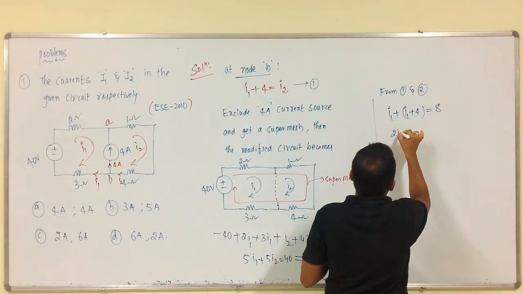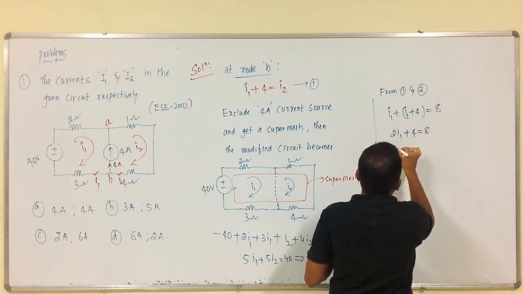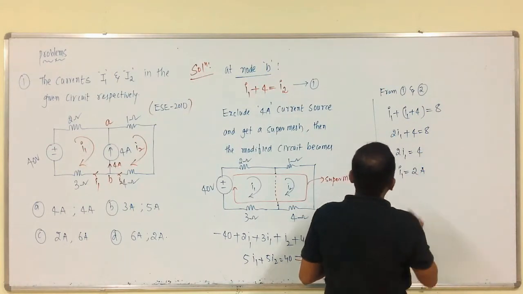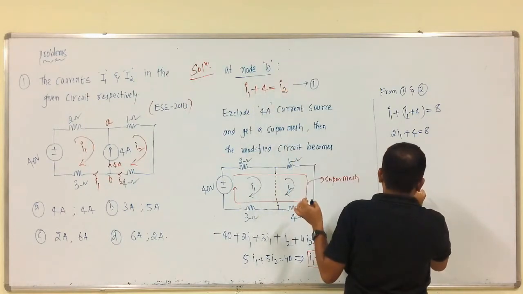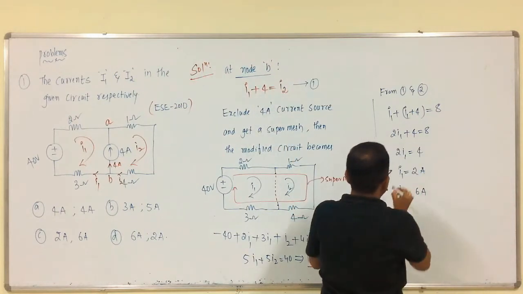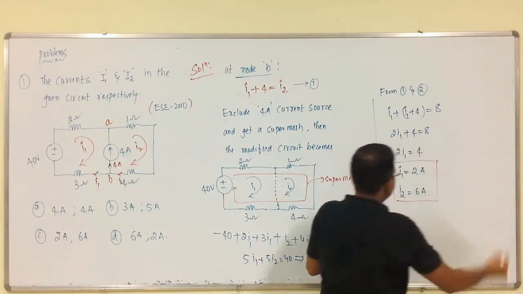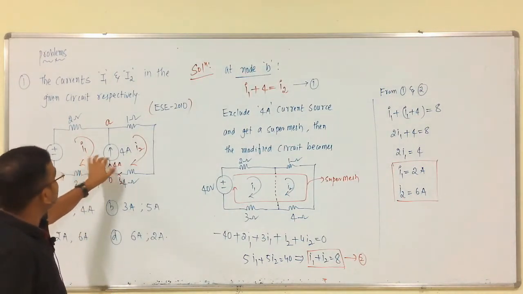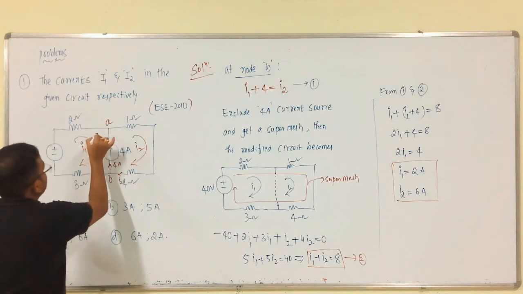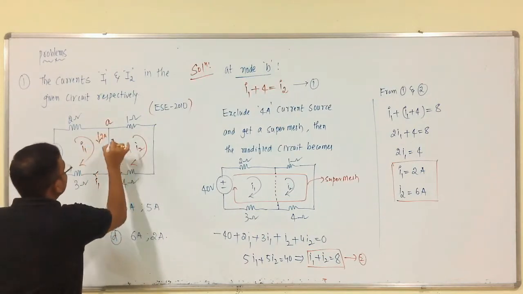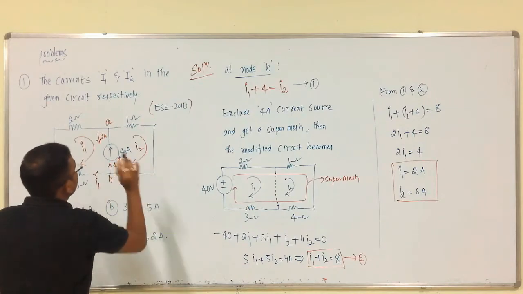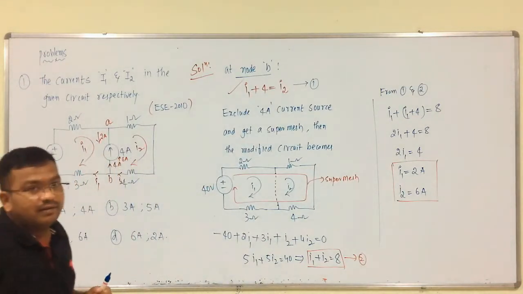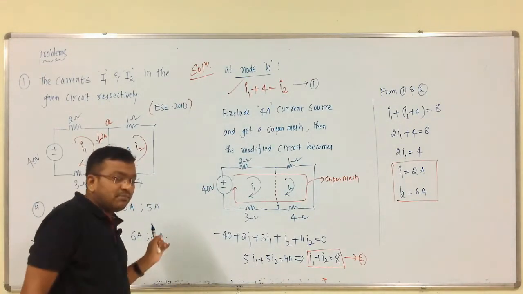So, from this 2 I1 plus 4 is equal to 8. So, 2 I1 is equal to 4, I1 is equal to 2 amps. Like this, I1 is 2, I2 is what? I2 is equal to 6 amps. So, option C. See, I1 is 2 amps, I2 is 6 amps upwards. What is the KCL equation? Satisfied, right? So, 2 amps of I1, 6 amps of I2.